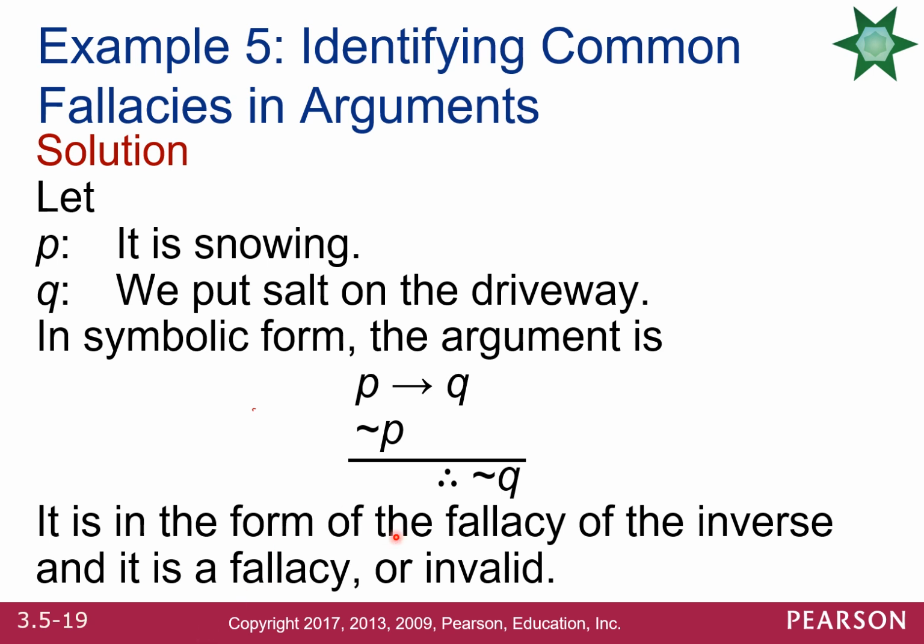And then we see that this construct is in the form of the fallacy of the inverse, and therefore it is an invalid argument. All right, so here we didn't need to construct truth tables. We didn't need to go through that process. By just recognizing that this argument fits the form of the fallacy of the inverse, we came to the conclusion that it's going to be an invalid argument. All right.